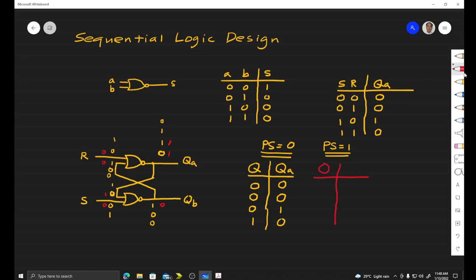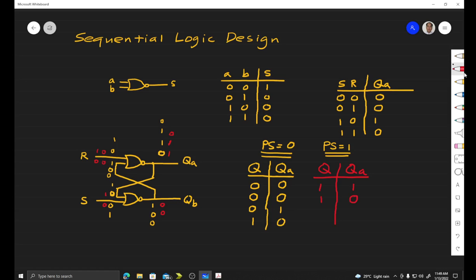So we have here Q and QA. Present state is 1, so its next state is 1. So we have now here 1. Let's say input 1. Input for S is 0, so we have output 0. Then we have 0. Input for R is 1, so we have 1, 0. So this is 0. Okay?